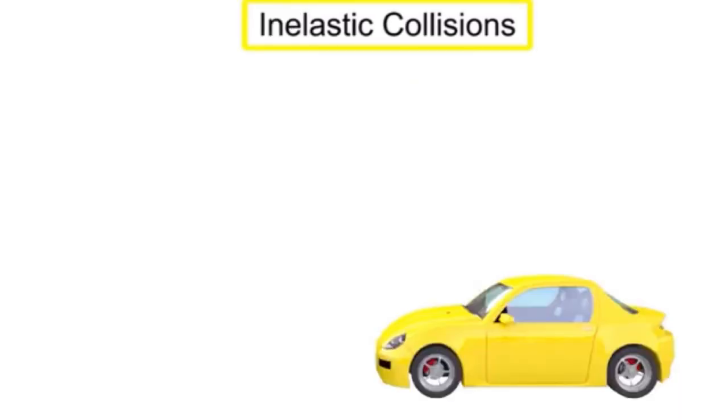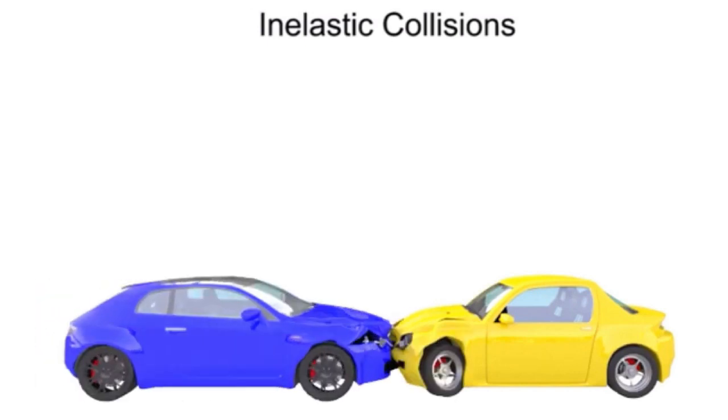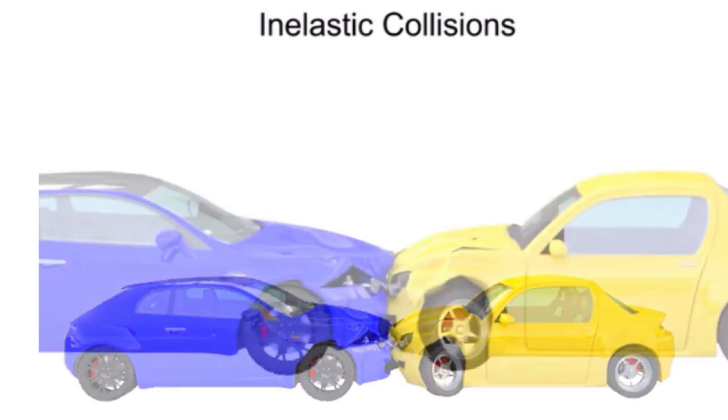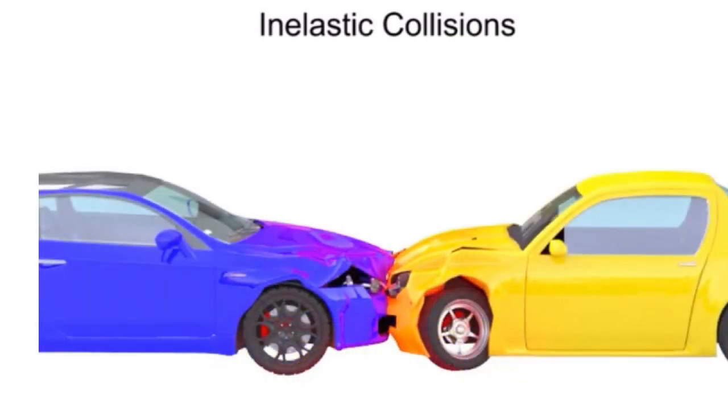The second type of collision is an inelastic collision. In an inelastic collision, momentum is still conserved, but kinetic energy is lost in the system, resulting in the creation of heat and damage done to the colliding bodies. Bodies that are involved in an inelastic collision end up entangled with each other or stuck together.